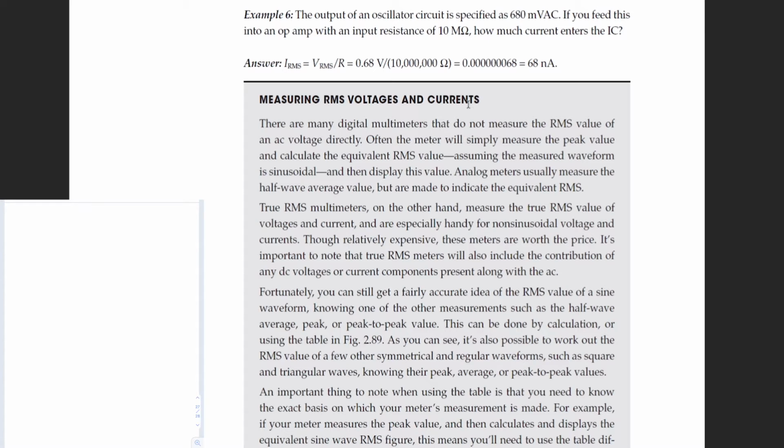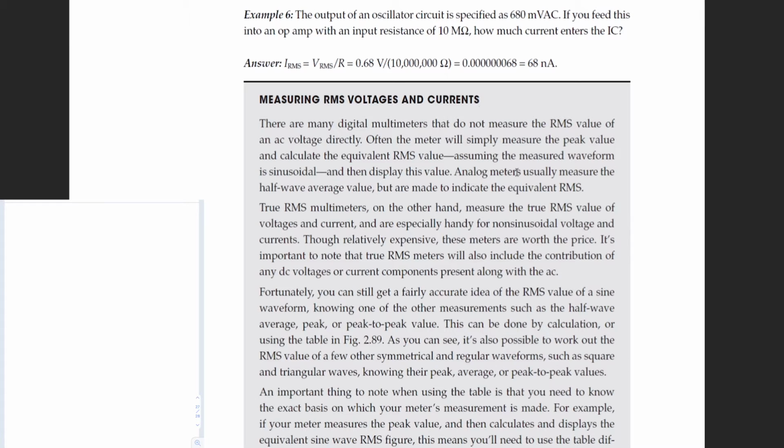Okay, so measuring RMS voltages and current. There are many digital multimeters that do not measure the RMS value of an AC voltage directly. Often the meter will simply measure the peak value and calculate. That's very clever. So multimeters will just measure the peak value and then calculate RMS from there, assuming that the measured waveform is a sine wave, and then display this value.